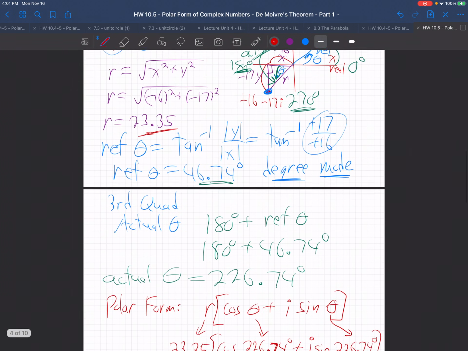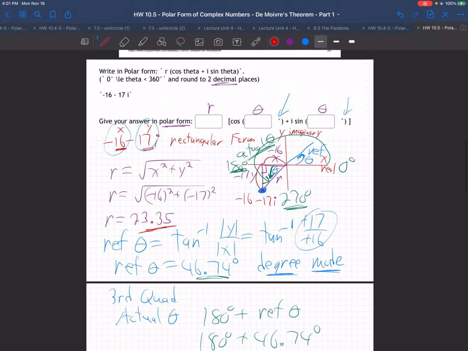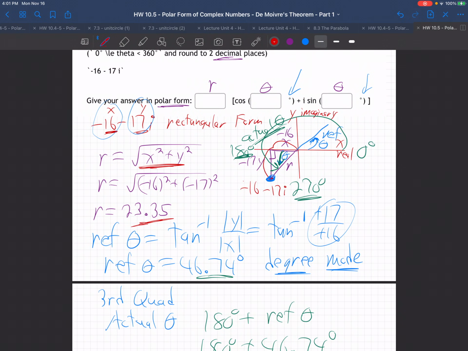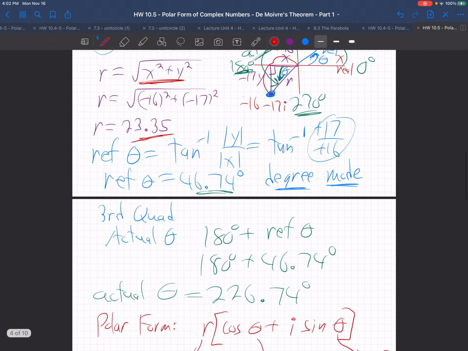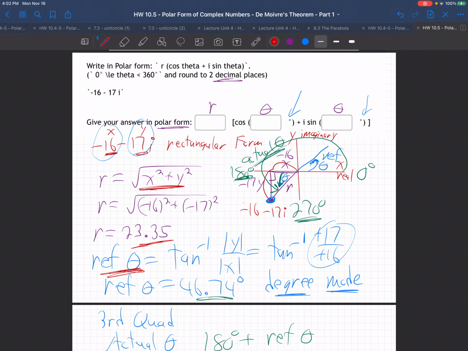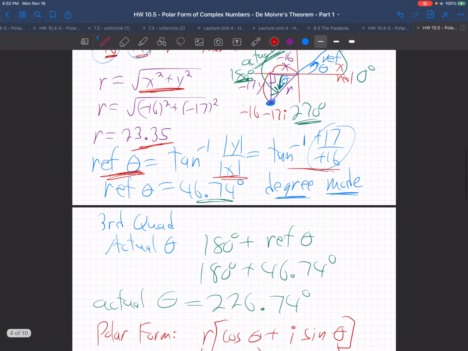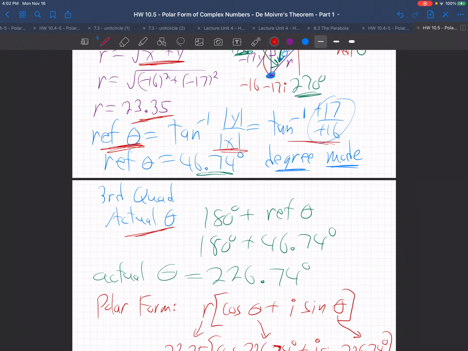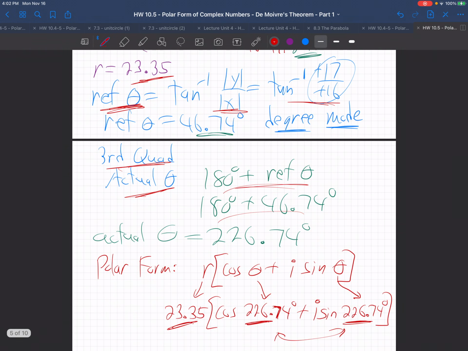So how do we change then? The same way we change coordinates, it's exactly the same way. You just find your R. You've got to find your reference angle first by the inverse tangent of all the positive stuff, and then your actual angle depending on your quadrant, and you've got it. So that changes to polar form.